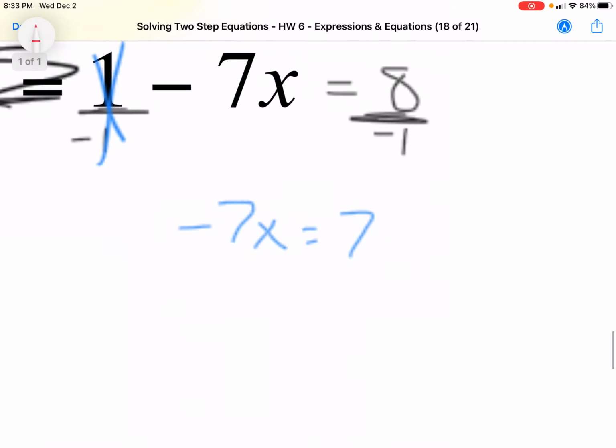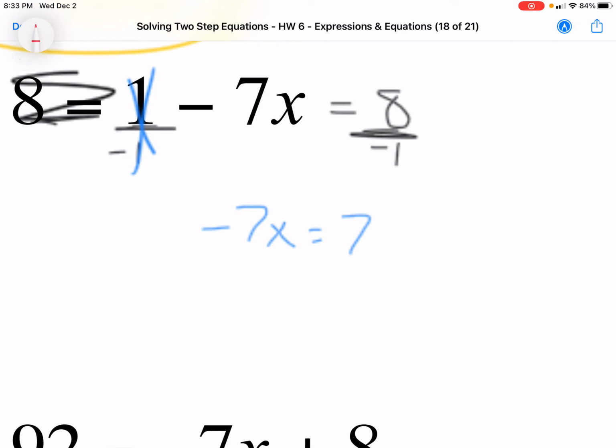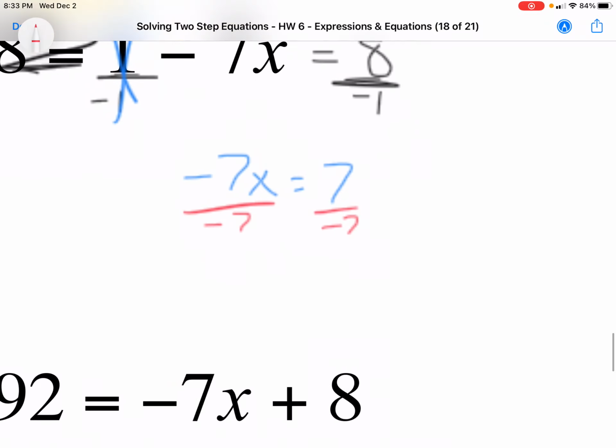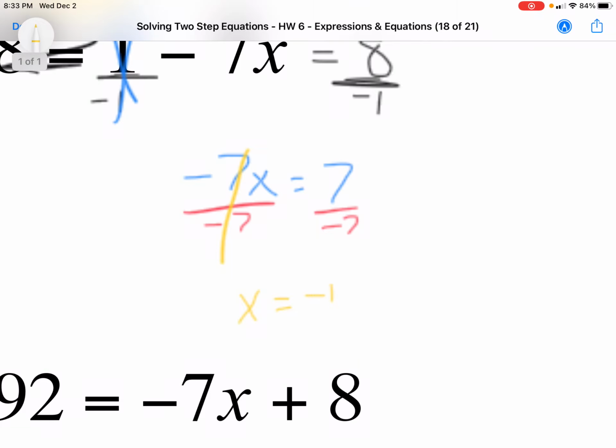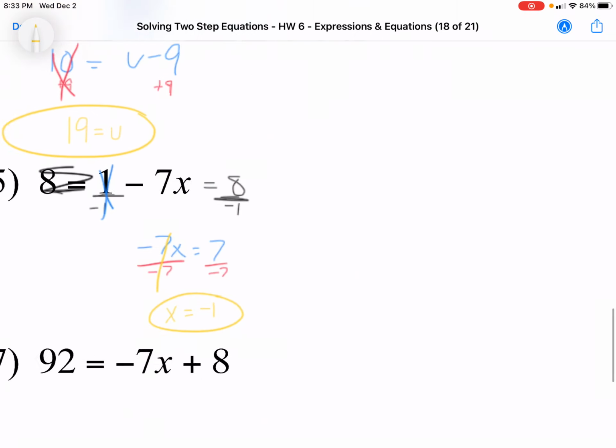Remember, that is still negative 7 times x. So what is the opposite of multiplication? Divide by negative 7. You are dividing by negative 7. Those cancel. I'm left with x equals negative 1.